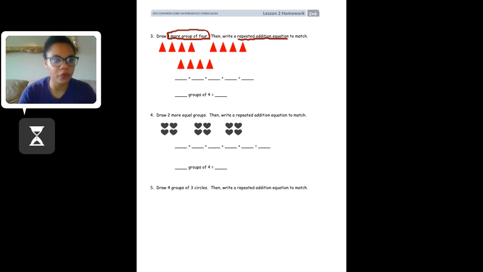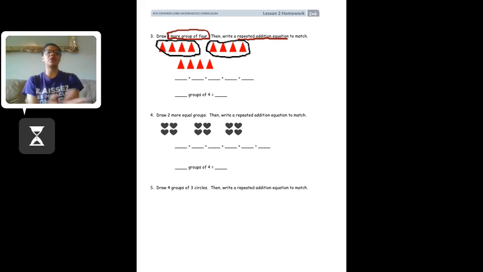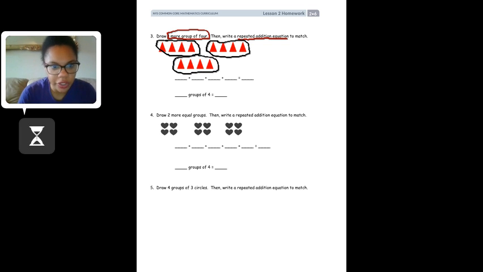So the first group of 4, 1, 2, 3, 4, I'm going to circle this group so that I know that it's a group later when it's time for me to add. So this is my first group. And then my second group, 1, 2, 3, 4, I'm going to circle it. Good job. And then I'm going to look at my next group, my third group, 1, 2, 3, 4. And I'm going to circle them. And there we go. That's my third group.